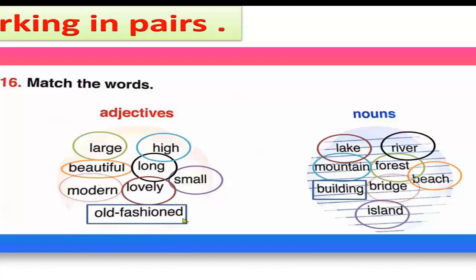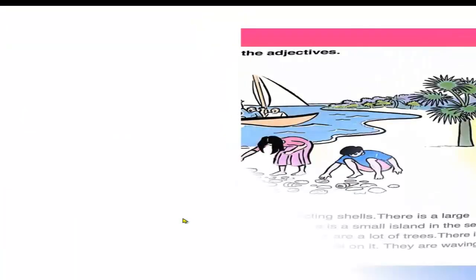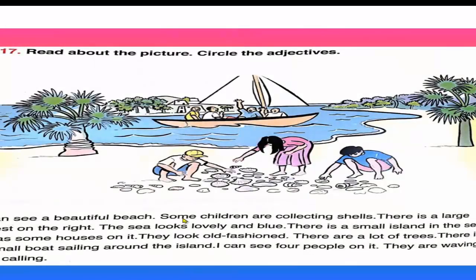Okay, exercise 17. Read about the picture. Circle the adjectives. Read and circle the adjectives. I can see a beautiful beach. Some children are collecting shells. There is a large forest on the right. The sea looks lovely and blue.